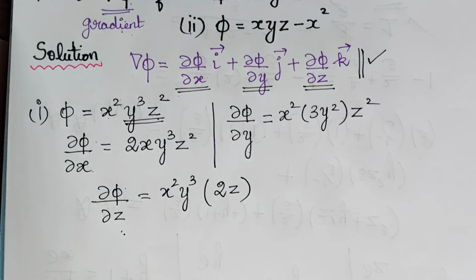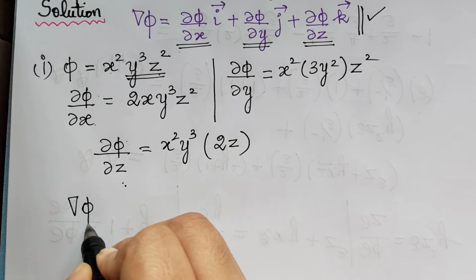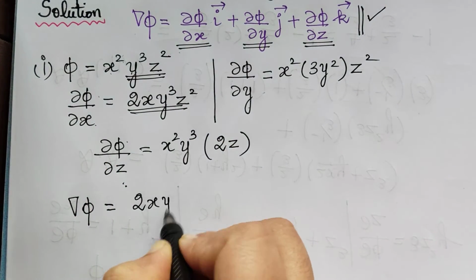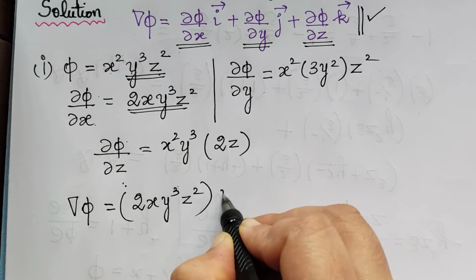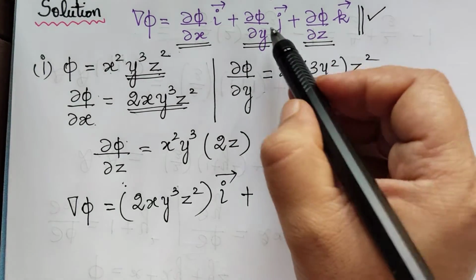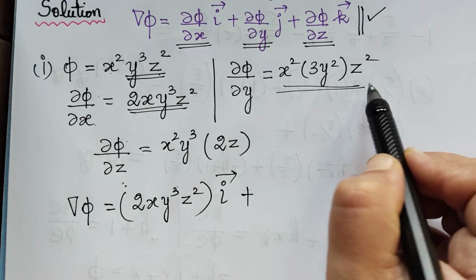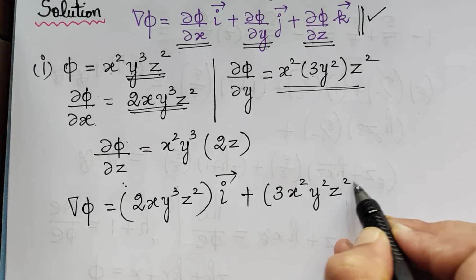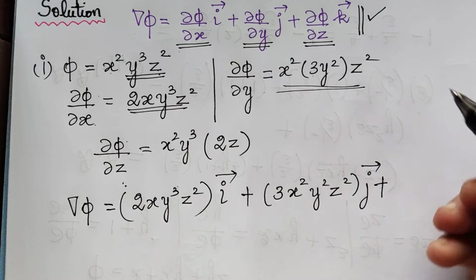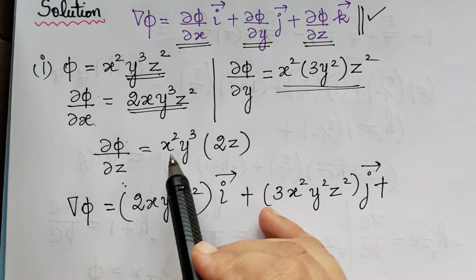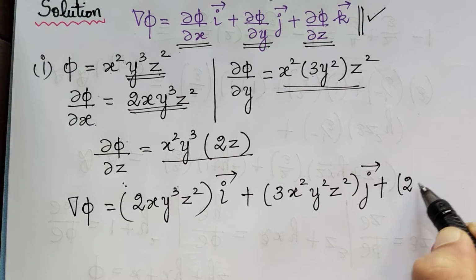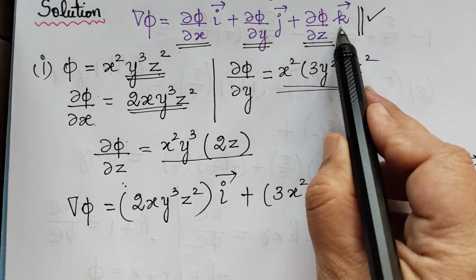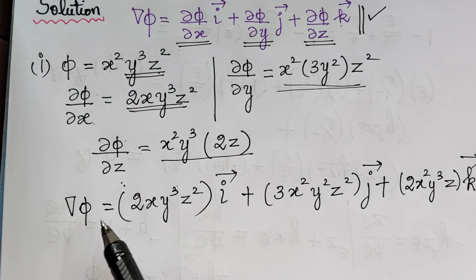So when we substitute in this formula, we get nabla phi to be equal to, the first is dou phi by dou x, which is this, that is 2xy cube z square multiplied by the i vector, plus dou phi by dou y, which can be written as 3x square y square z square j vector, plus dou phi by dou z, which can be written as 2x square y cube z k vector, because we have k vector over here. So this gives us the gradient of the function phi.